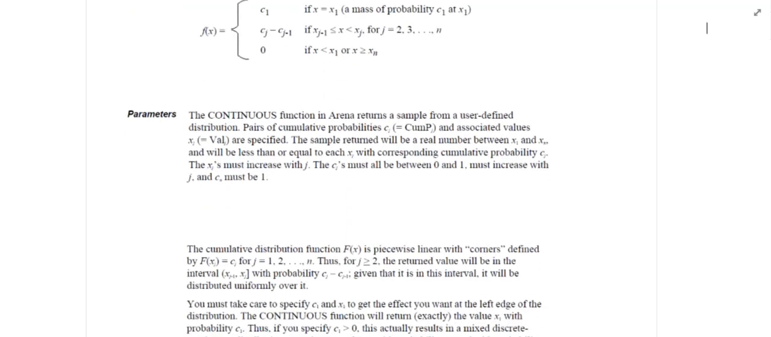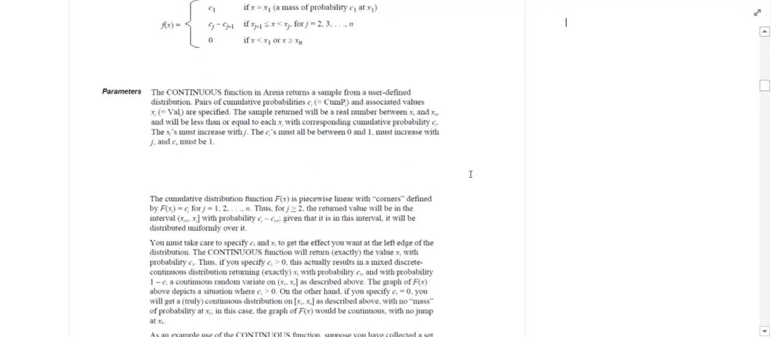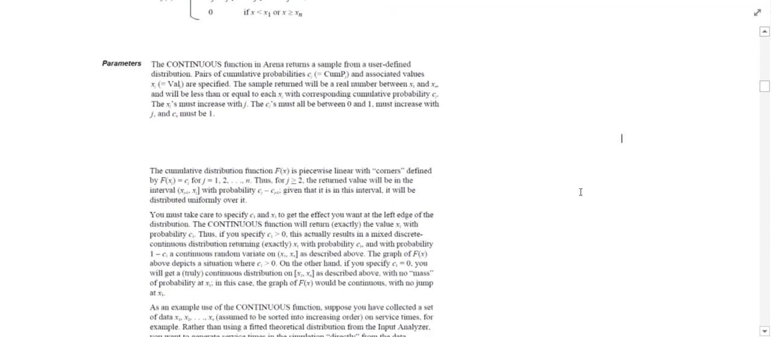Okay, let me just zoom out. So the cumulative distribution function, f sub x, is piecewise linear with corners defined by f sub x j equals C sub j for j equals 1, 2, up to n. Thus, for j greater than or equal to 2, the return value will be in the interval of x sub j minus 1, x sub j with a probability of C sub j minus C sub j minus 1. Given that in this interval it will be distributed uniformly over it.